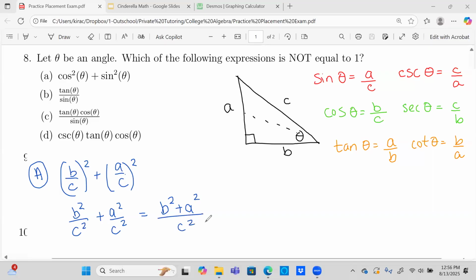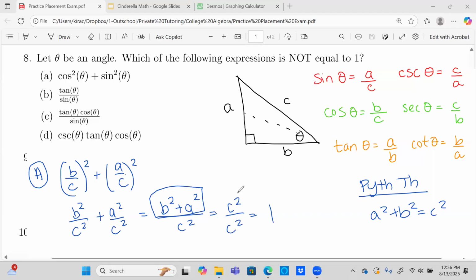over C squared. But this is a right triangle. Pythagorean theorem. A squared plus B squared is C squared. So this right here, this is C squared. So this is C squared over C squared, which is 1. So this one equals 1, and we're looking for which one doesn't. So A is out.